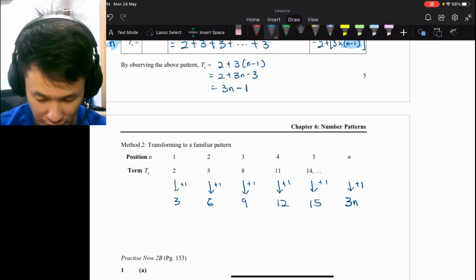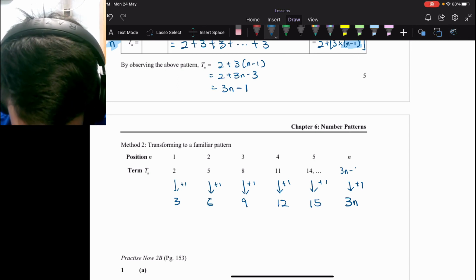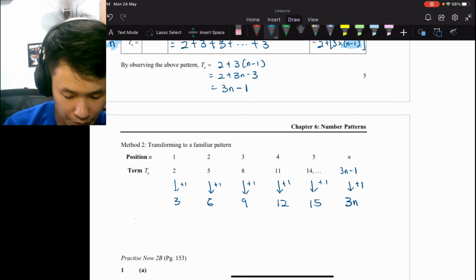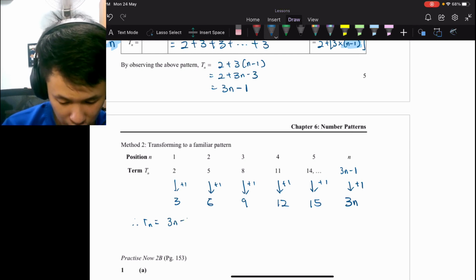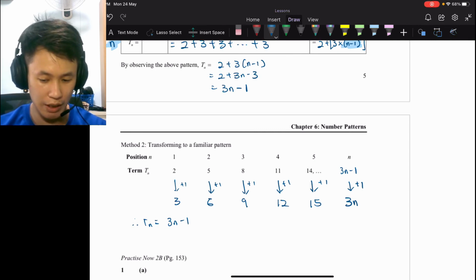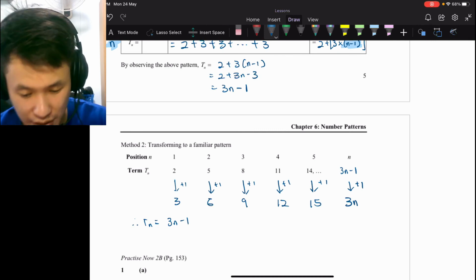But what about the reverse? Isn't it just 3n minus 1? 3n minus 1 plus 1 gives you 3n. So therefore, Tn is equal to 3n minus 1. This is method 2. These two are the methods that the textbook has illustrated.